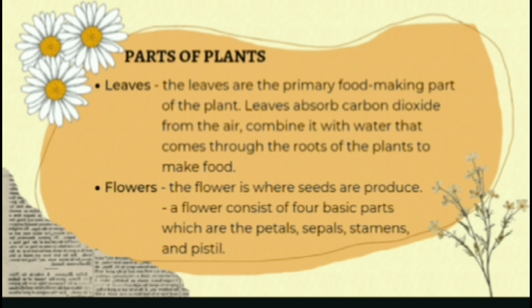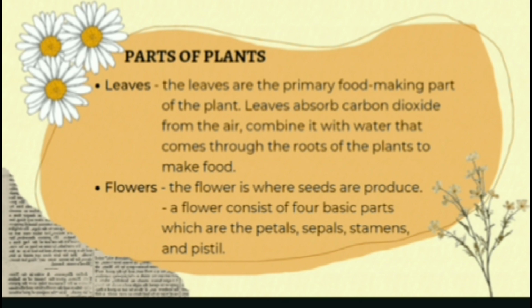Parts of plants. First is leaves. So leaves are the primary food-making part of the plant. Leaves absorb carbon dioxide from the air, combine it with water that comes through the roots of the plants to make food. Second is flowers.